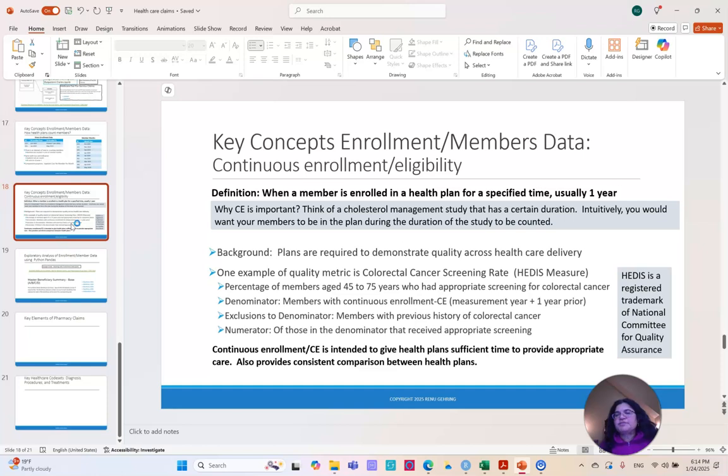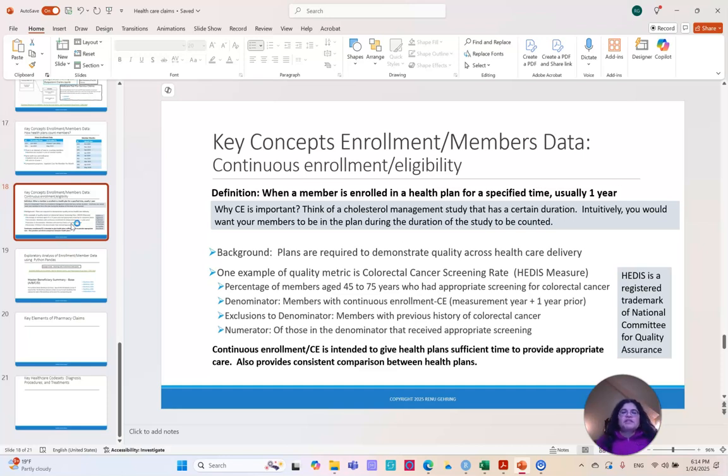And sometimes they'll allow for gaps, and they'll say, okay, you have to be continuously enrolled, but a gap of 45 days is okay. We're not going to go there yet, but I just wanted to throw out that concept.